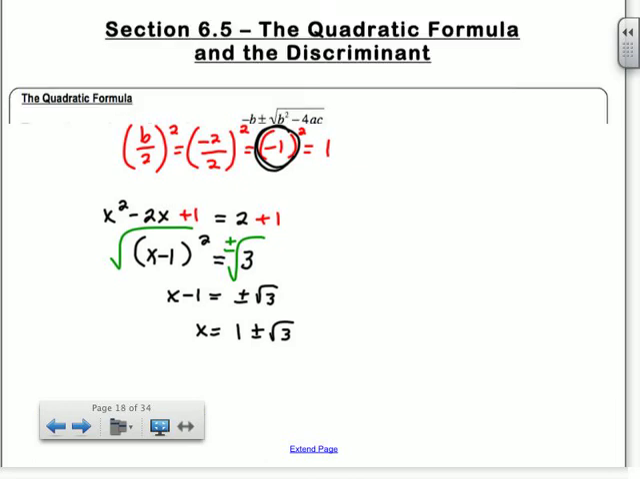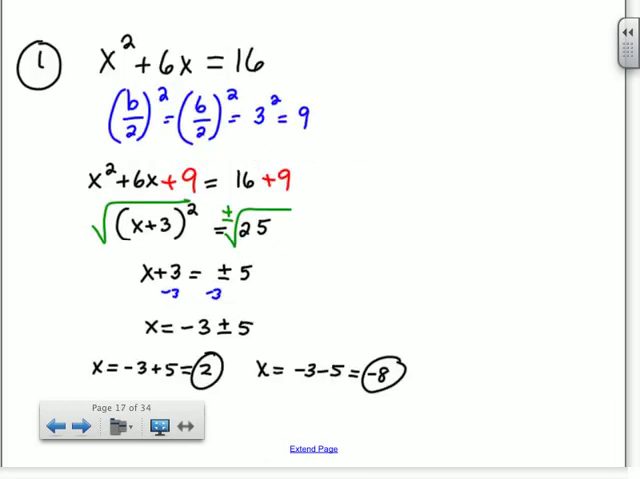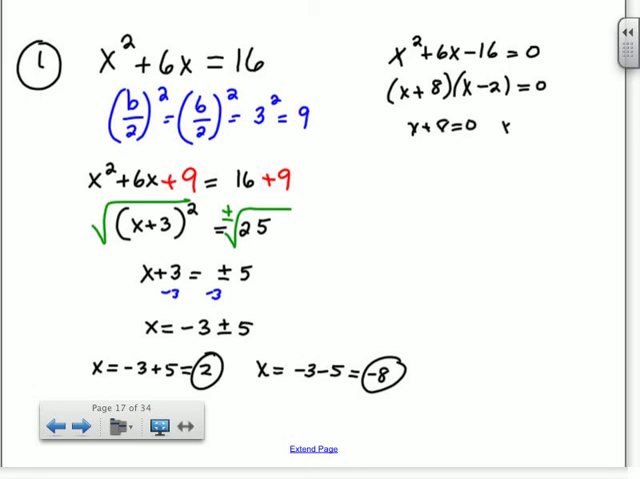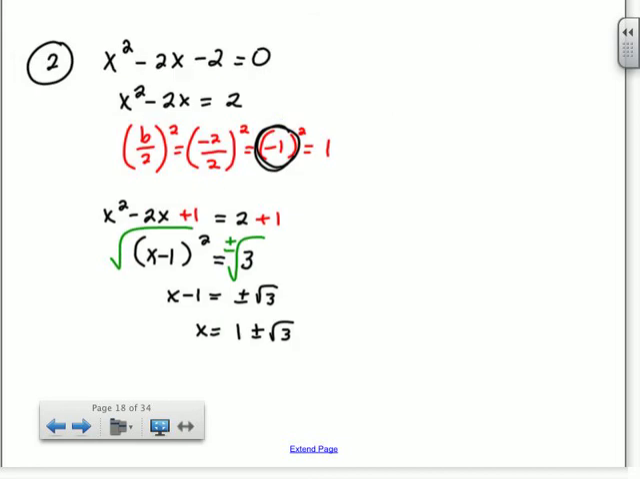Now if you go back to that last example, with the first example you could have gotten everything on one side of the equation, and you could have factored. It would factor into x plus 8 times x minus 2. So when you set each piece equal to 0 and solve, you'd get negative 8 and you'd get 2, just like we had. But the difference on number 2 is that one doesn't factor. If you try to factor x squared minus 2x minus 2, it's not going to work.